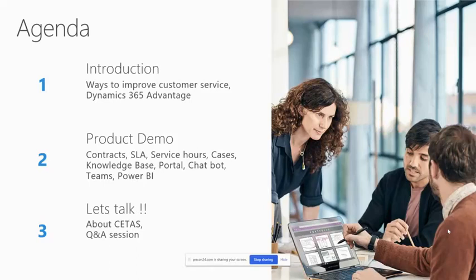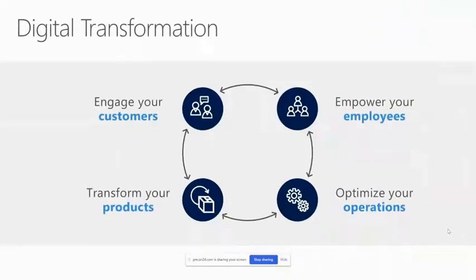All right, so let's get started on how we can improve customer service in the current business environment, which is through digital transformation. So we should focus on 4 key areas in order to increase the customer service. First and foremost is to engage your customers, empower your employees, optimize your operations, and transform your products. So let's go one by one to understand how each element will allow us to digitally transform our business offerings when we render the services to our customer.